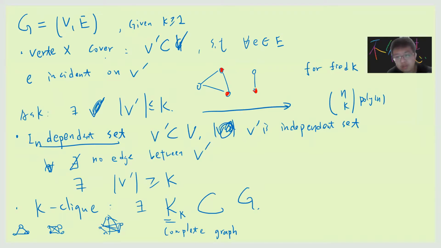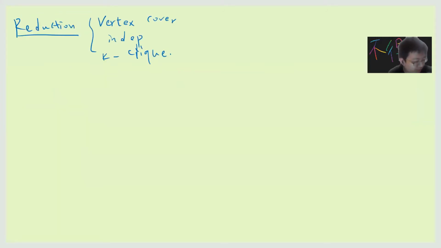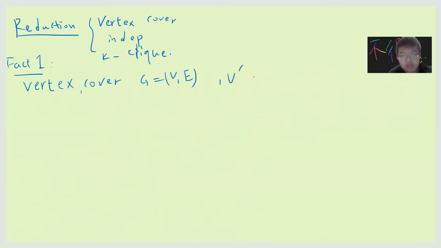Okay, so hope you guys understand the definition. First let's do a very simple case. Let's prove fact 1. Fact 1 is that let's say G is (V, E), and V prime is a vertex cover of size k. So V prime has size k, and V prime is a vertex cover of G. And what can you get?